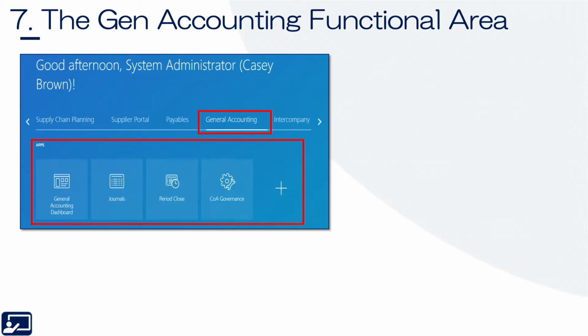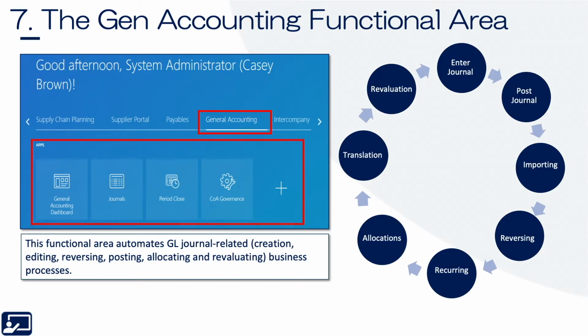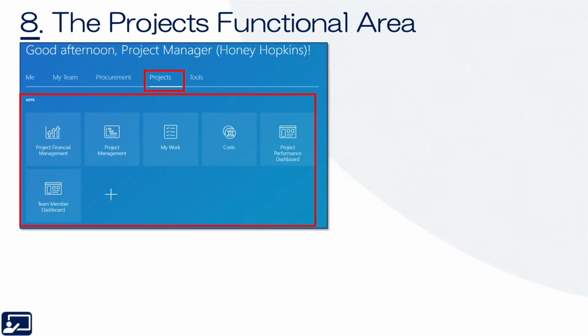Seventh topic, general accounting. The image on the left shows the different applications in this functional area. This functional area automates the GL journal related business processes, so creation, editing, reversing, posting, allocating, and reevaluating. The image on the right shows the general ledger lifecycle flow, and to learn more about this functional area, watch the free Introduction to General Accounting course under the Discover menu.